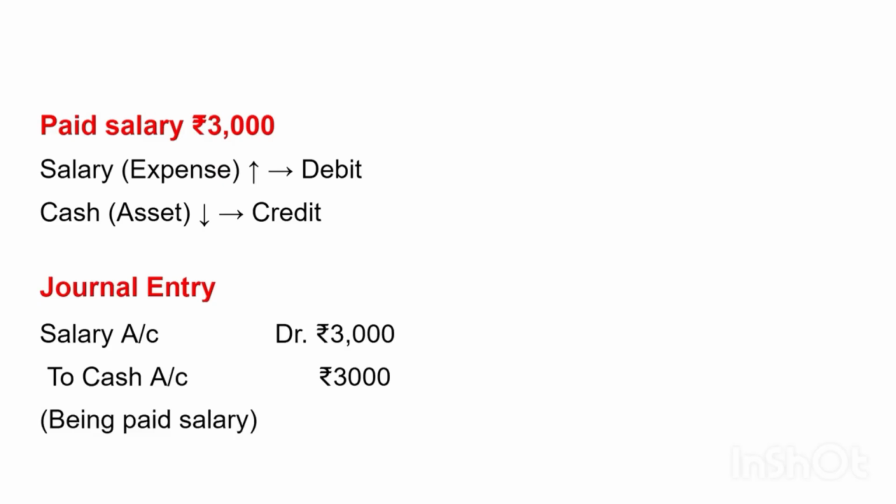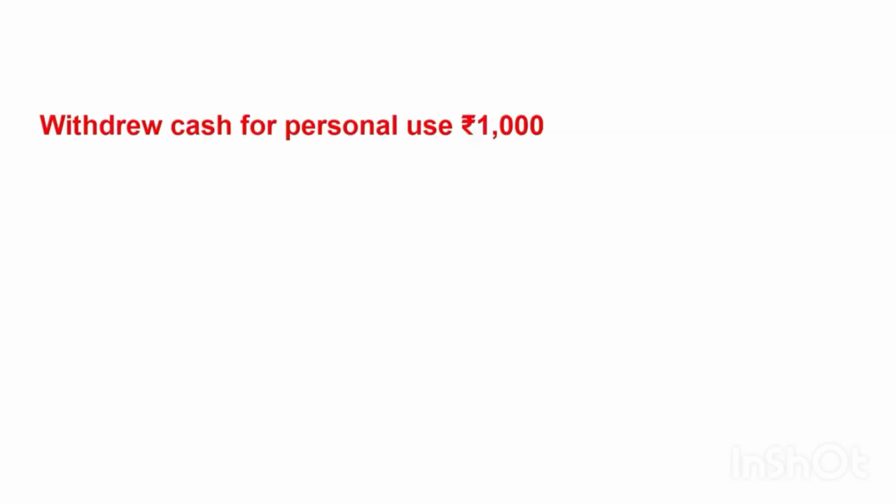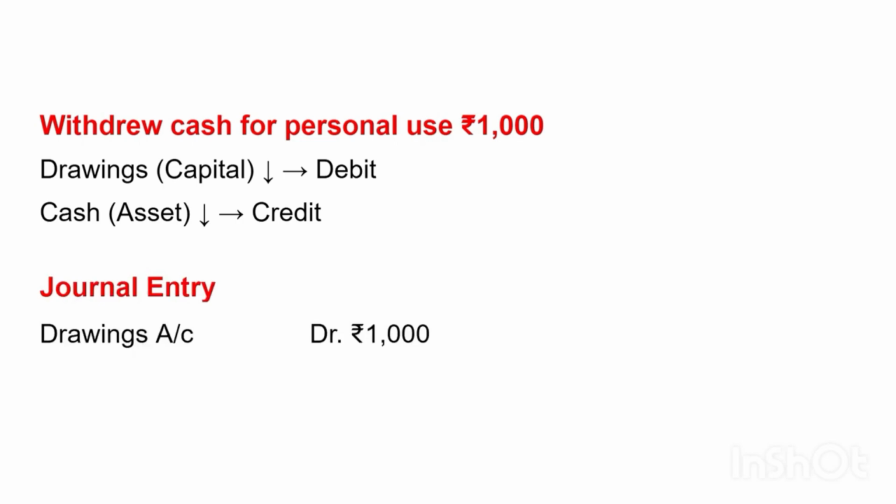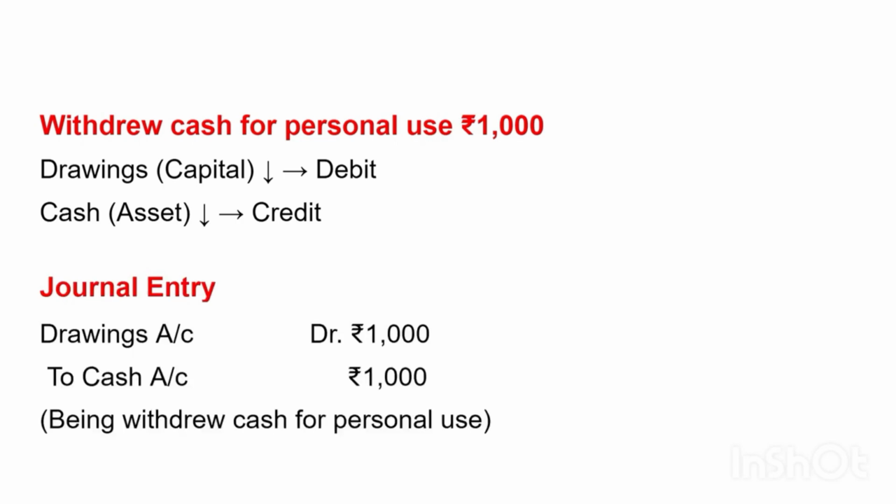Narration being paid salary. Withdrew cash for personal use rupees 1,000. Drawings is capital and capital decreases when there is a drawing by the owner so it is debit. Cash is an asset and it decreases so it is credit. Journal entry: drawings account debit rupees 1,000 to cash account rupees 1,000. Being withdrew cash for personal use.